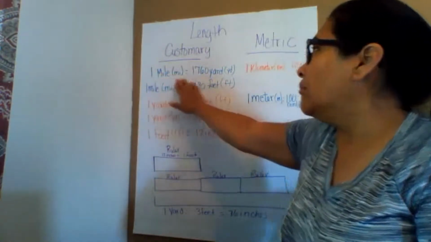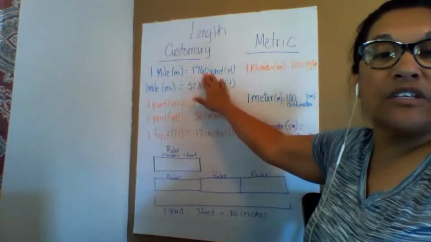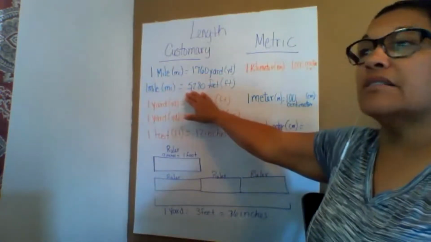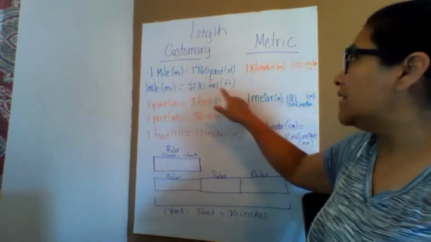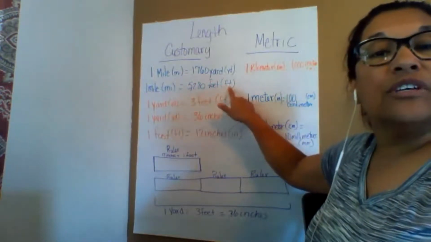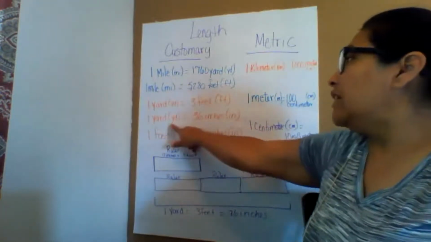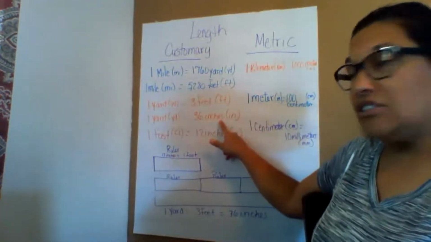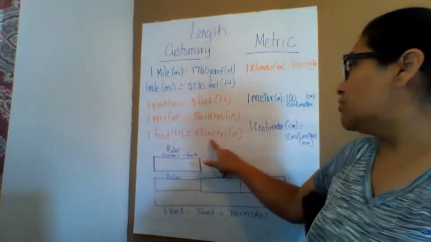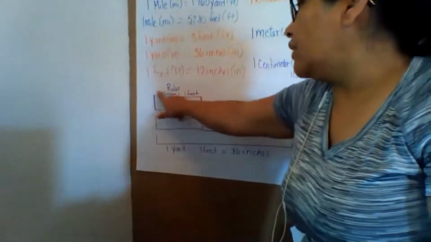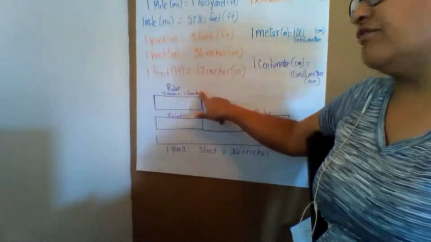customary. Like 1 mile equals 1,760 yards. 1 mile equals 5,280 feet. And also make sure you're getting your abbreviation. 1 yard equals 3 feet. 1 yard equals 36 inches. 1 foot equals 12 inches. If you look here, I did a little ruler. 1 ruler equals 12 inches, 1 foot.